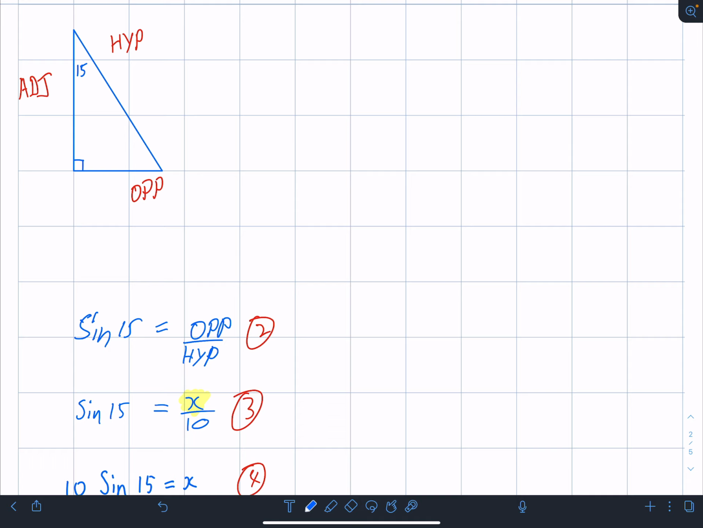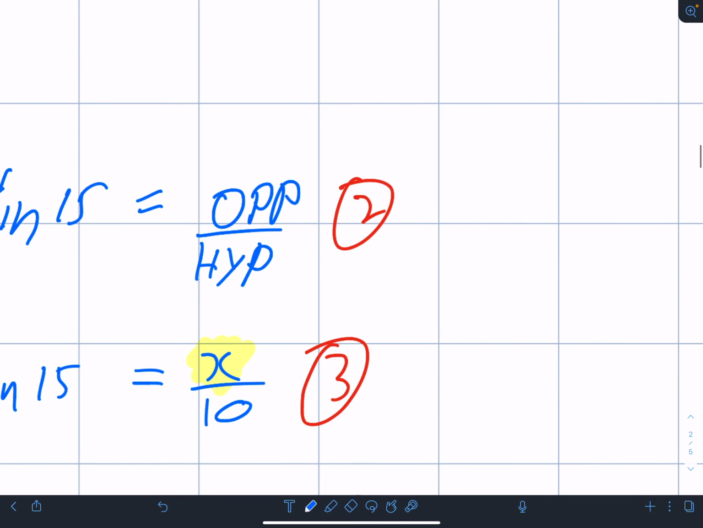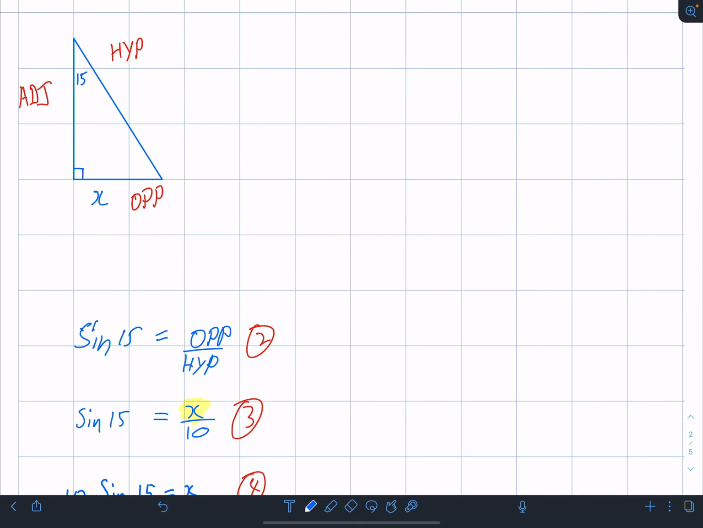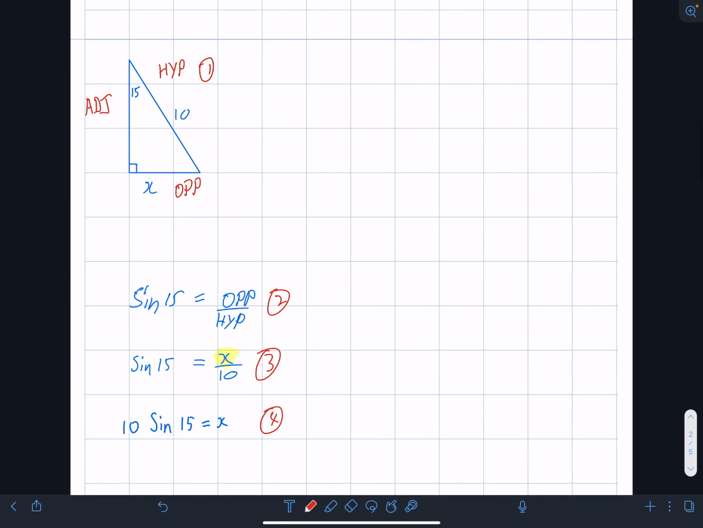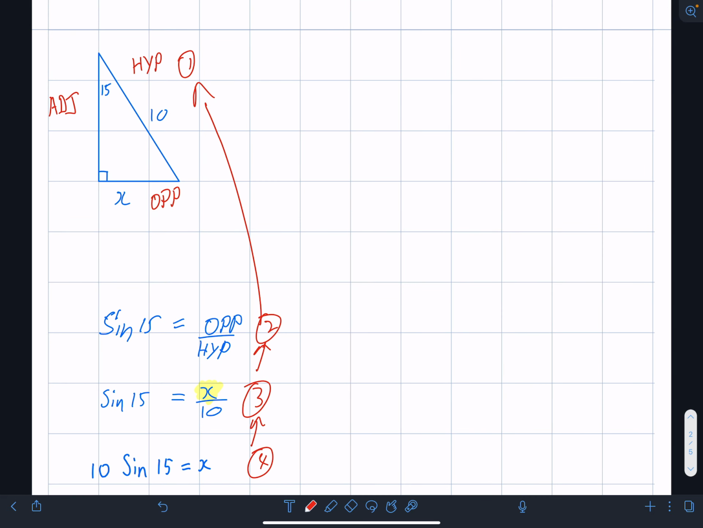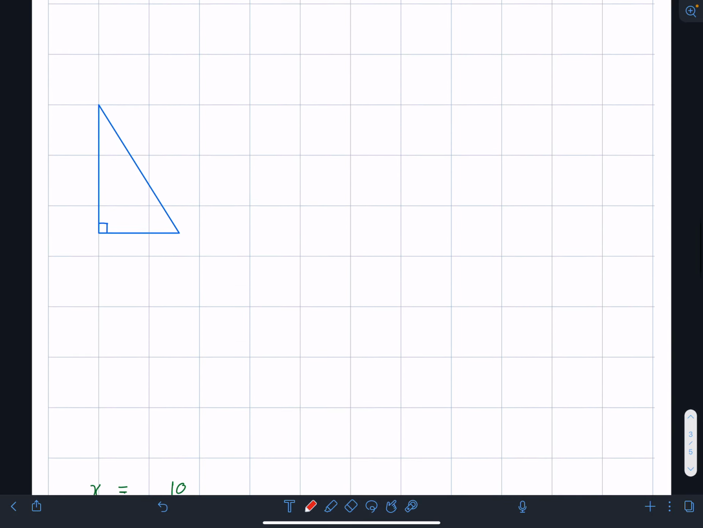And we will fill in the values. So our opposite will become x, and our hypotenuse will become 10. And so we have worked backwards from 4. So we went from step 4 to 3 to 2 over to 1. And so we've filled in our values on our triangle. So that's question 1 done, working backwards from 4.